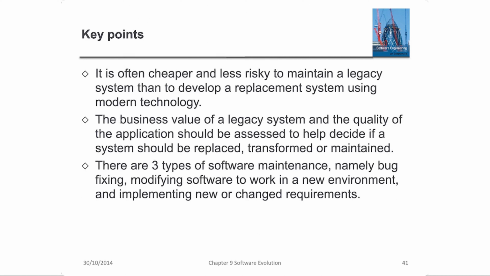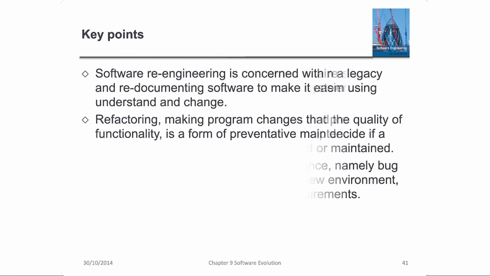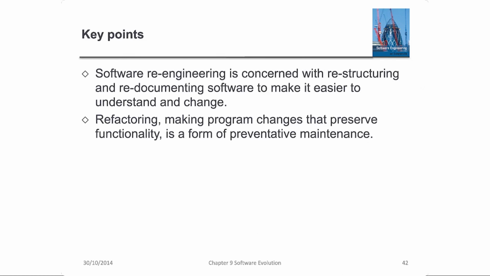Software maintenance involves bug fixing, adapting software to a new environment, and updating features. Moving to the next slide, which is about software re-engineering. Here, we see that software re-engineering aims to restructure and redocument existing software to facilitate easier understanding and modification. Refactoring is a maintenance strategy that involves altering a program to improve its internal structure while preserving, of course, its external behavior.